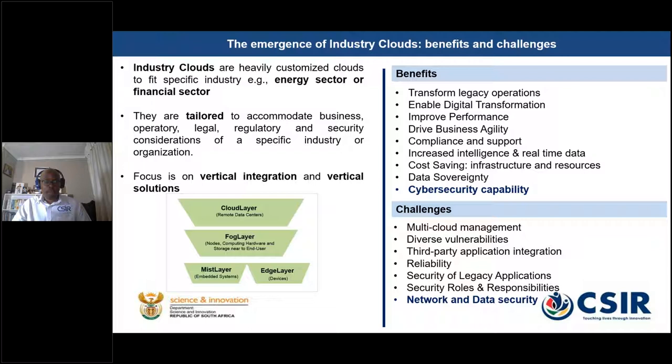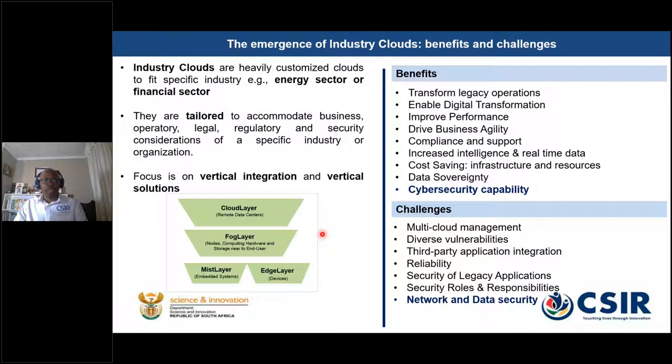For example, you may have companies or organizations that want to keep some of their data in the cloud, but also keep some of their data on premise, or they want to include other aspects within the cloud platform, for example, embedded systems, if we are talking about the energy sector, or in the financial sector, they may want to use this cloud, depending on where their clients are based, in a customized way.